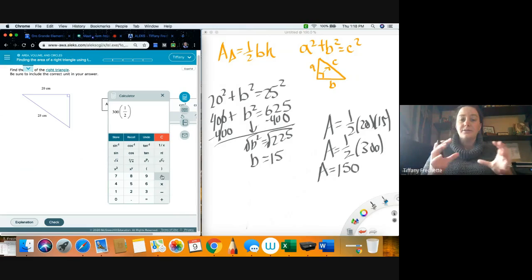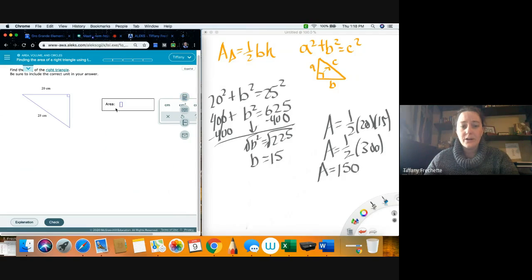And then that'll tell the calculator you want to make sure that you're multiplying 300 by the whole 1/2. If you don't put the parentheses in, it's going to multiply and divide a little funky. So you want to make sure that you're doing it correctly. But that's another option, is to use the parentheses on your calculator.